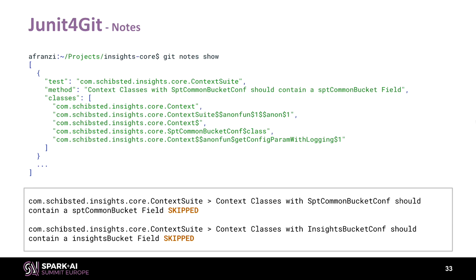So this is an example of how it looks. I already ran the test, and you can see here all the classes that were loaded. We have the test, the context suite, then we have the method, if you are using a suite base, and then you have the context suite, the common bucket context, configure with params, different things. And then if you go to the log of the test, you can see that we skipped it.